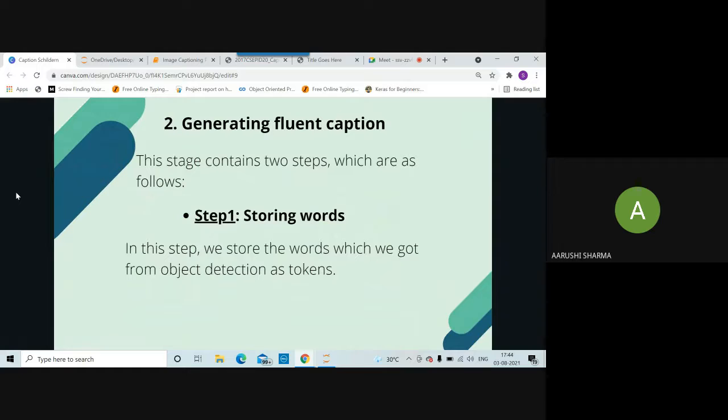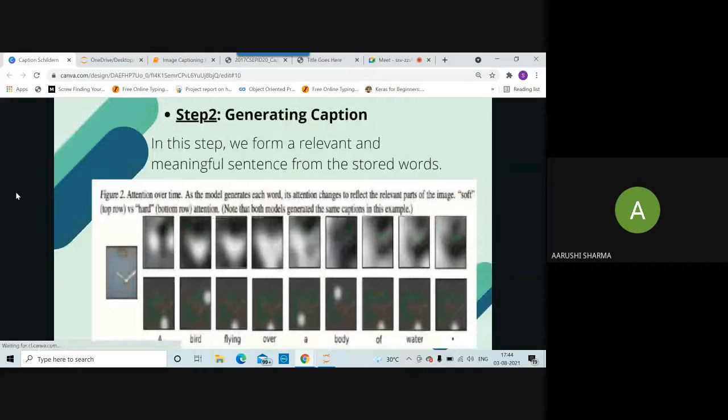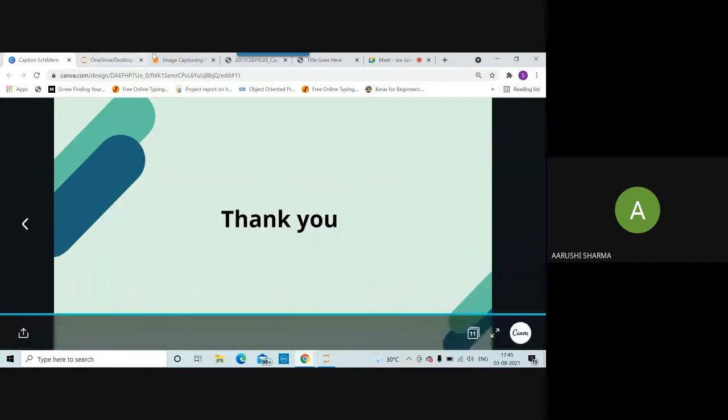This step 2, we further divided into two steps. The step 1 is storing the words. These words are none other than the objects that are being recognized by the convolutional neural network. So we have stored those words, and now using the LSTM, long short term memory, we are generating a relevant and meaningful sentence from those words, so that it could become a caption for the image that we have passed through the machine. So this was the overview of our project.